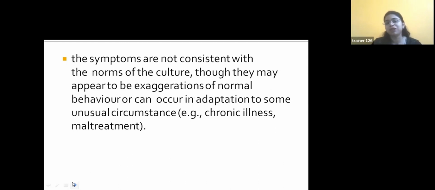And how are the symptoms? They are not consistent with the norms of the culture, though they may appear to be an exaggeration of normal behavior, or can occur in adaptation to some unusual circumstances. Sometimes there is a very thin line between the child's normal behavior and abnormal behavior. Say children sometimes exhibit aggression also, right? They become aggressive if you don't give them certain things. They don't know how to handle emotions, which is very much normal. We need to be very careful while diagnosing that as a problem.